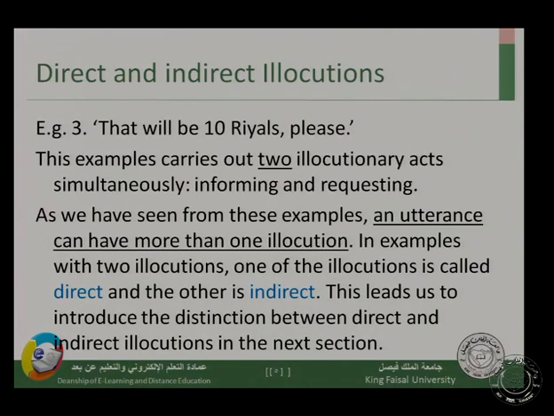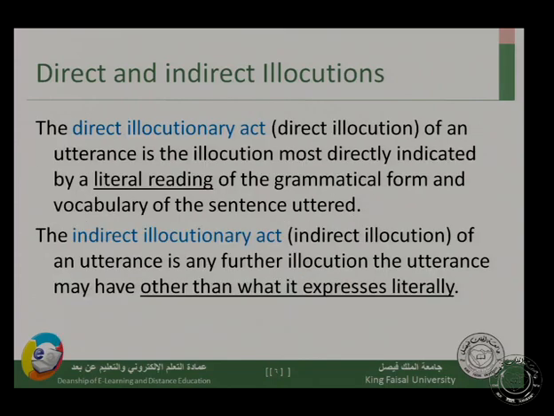Look at the third example here, that will be 10 riyals, please. So someone at a shop and the seller is telling him, well, that will be 10 riyals, please. So here we have also 2 elocutionary acts. Here we have informing. The seller is informing the buyer that this is the price of what you just bought, and he is also requesting that he pays the money. Alright, so 2 elocutionary acts. So as we have seen from these examples, an utterance can have more than one elocution. In examples with 2 elocutions, one of them is called direct and the other is indirect. So in example 2 and 3 we have 2 elocutions, direct and indirect. So this leads us to introduce the distinction between direct and indirect elocution in the next section.